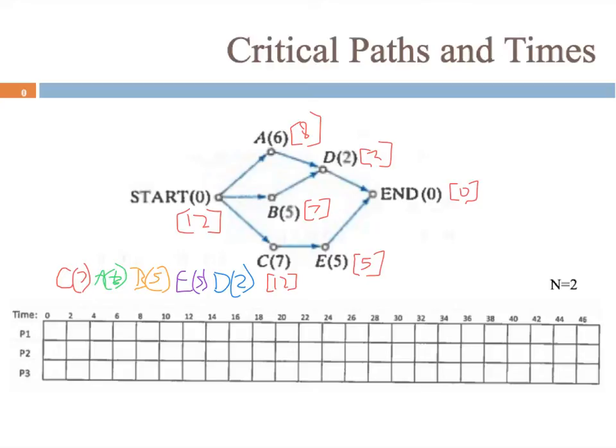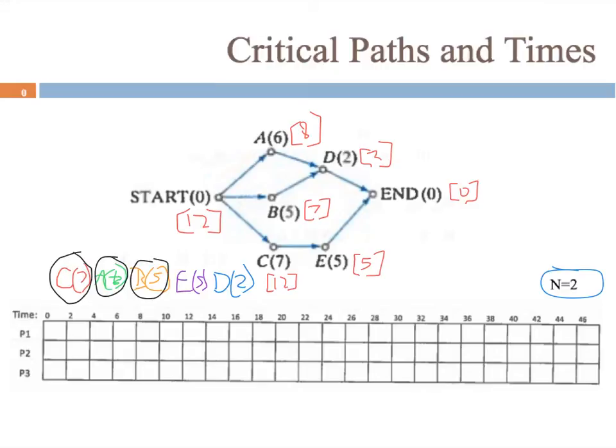Okay, so now we're going to use this list to schedule like we've been scheduling. So we have n equals 2 right here, so we're going to be using 2 processors. So let's look at which tasks are ready. From the starting point, task A, B, and C are ready. So ready, ready, and ready.